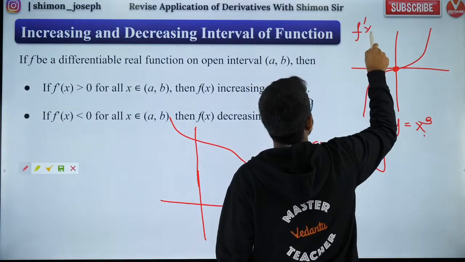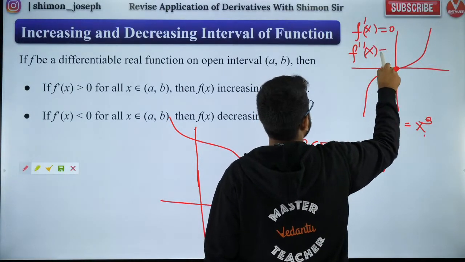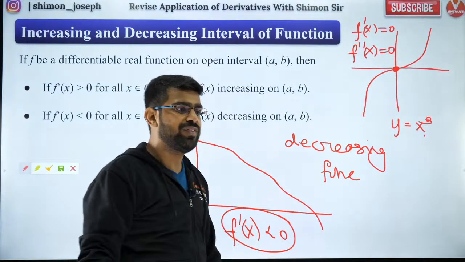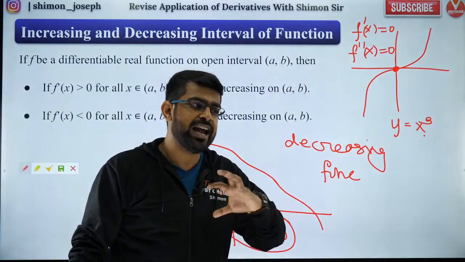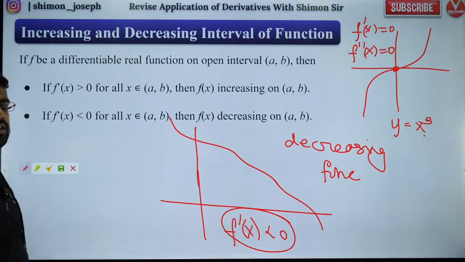How do you find point of inflection? The first derivative is 0 and the second derivative is also 0. So that is how you find out point of inflection. I hope you understood it. Everybody cool with it? Are you all fine with it, guys? Yes?